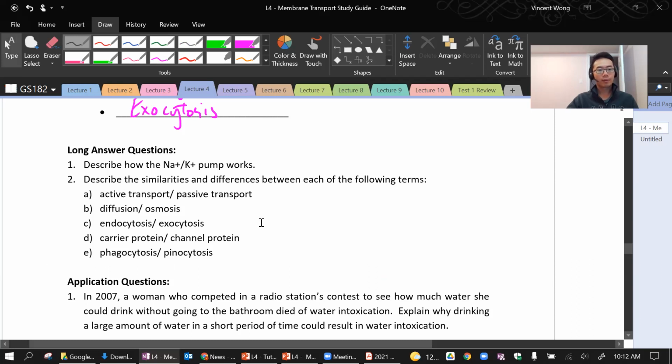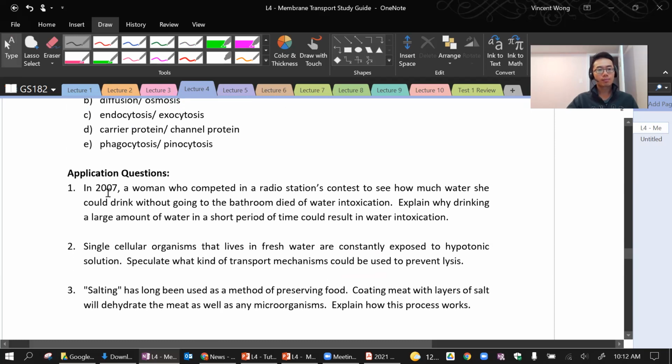Okay. Application questions. Let's quickly talk about them. In 2007, a woman who competed in a radio station contest to see how much water she could drink without going to the bathroom died of water intoxication. Explain why drinking a large amount of water in a short period of time could result in water intoxication.